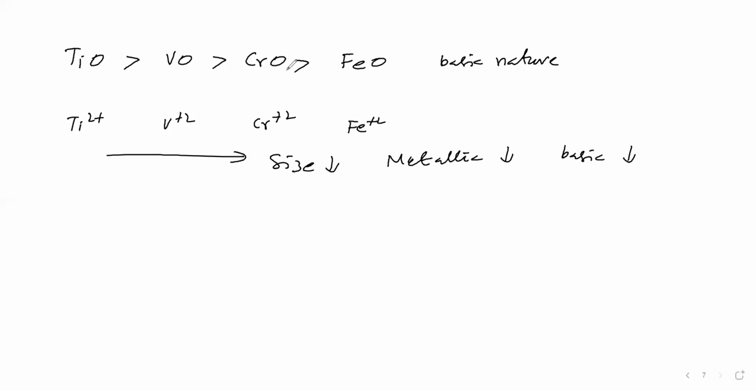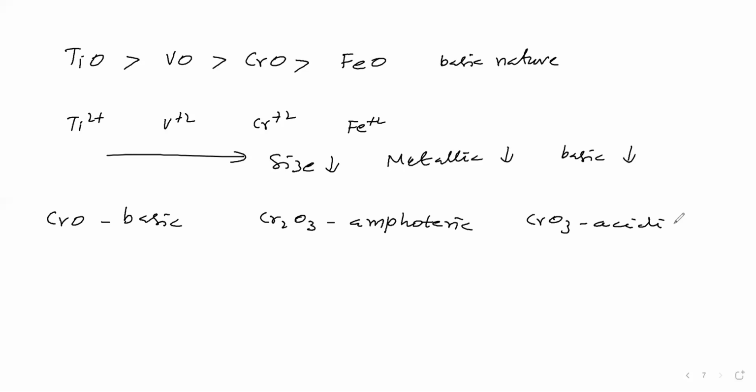Now we will take CrO, which is basic. Cr2O3 is amphoteric. CrO3 is acidic.